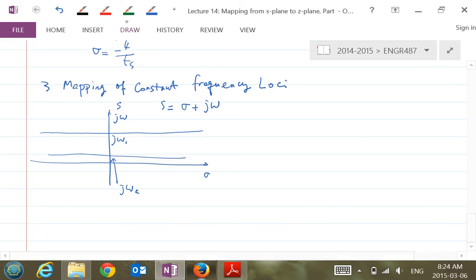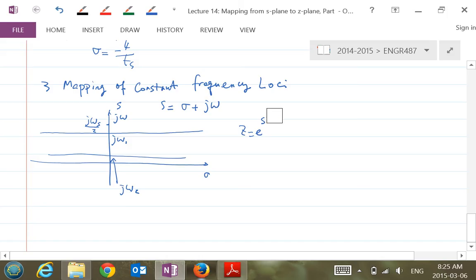Now let's assume both omega 1 and omega 2 are below j omega s over 2. Why do we make this assumption? Because if you remember, in the first lecture we have this so-called primary strip, and beyond the primary strip, it is repetitively mapped to the same location. So stick to the same idea of the mapping, z equal to e to the power of sT.